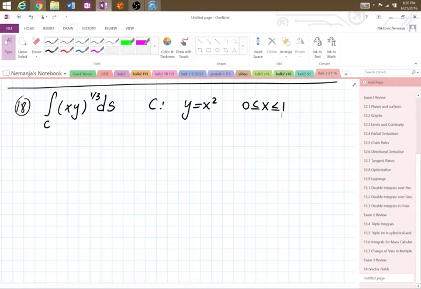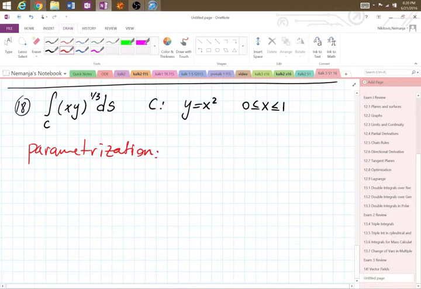Where do we begin? Yes. Parametrization first. You have to parametrize. If you don't parametrize, doomed. Can't do anything. So let's parametrize here. Parametrization. There we go. That's where we begin.